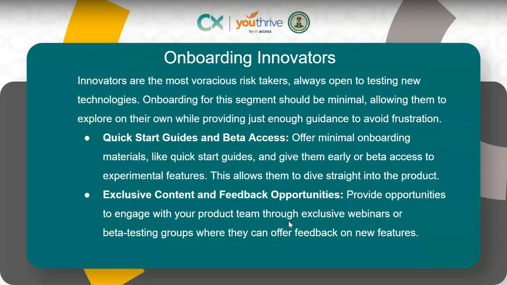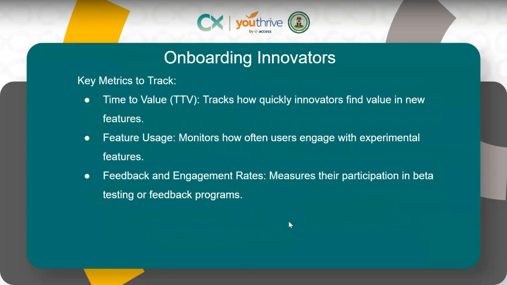Exclusive content, feedback opportunity. What's interesting about innovators is they want to share their opinion, they want to give you feedback, because they are probably in that tech space as well. So they're eager to see how your product can grow. All right. So provide opportunity to engage with your product team through exclusive webinars and tests. These are people that will literally volunteer to be part of your test group, so that they can give you feedback. They're people willing to join your community without even talking much.